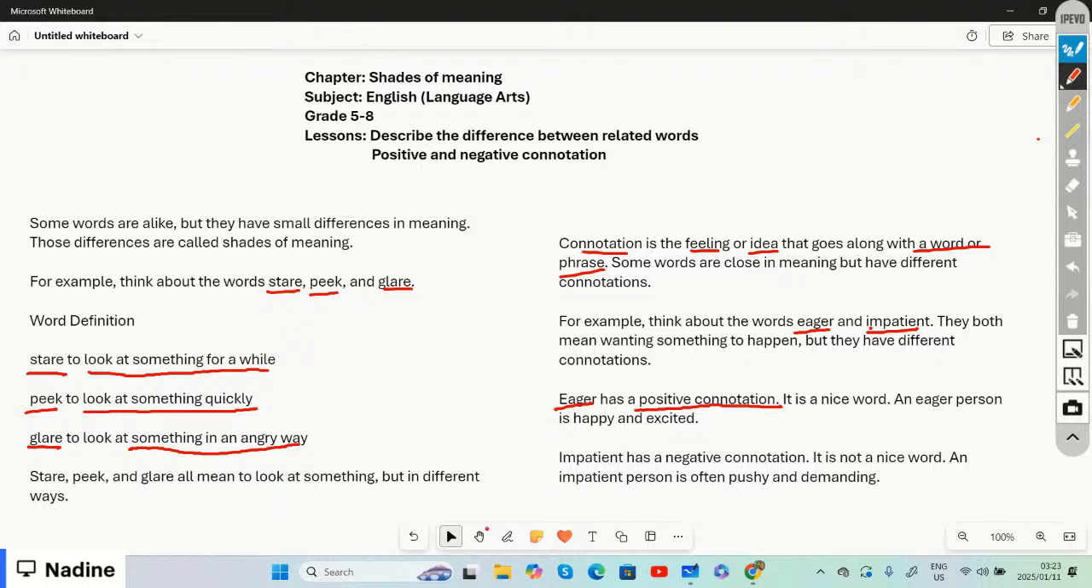Then on the other hand, we have impatient, right? If your parent says that you're going to get a PS5, you're going to get an iPhone, these are just examples that I'm making. And then impatient, this again has a negative connotation, right? And when we say impatient is a negative connotation, it's not a nice word. Because if you are impatiently waiting for something, it means that you're often going to be demanding something. You're going to be so pushy.